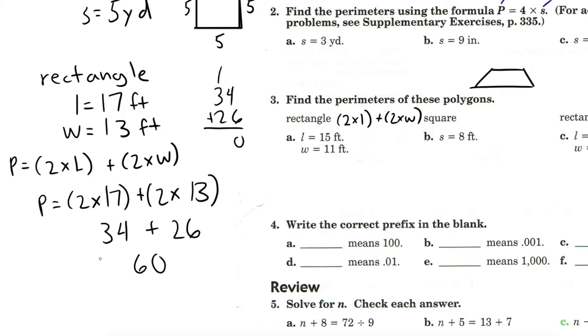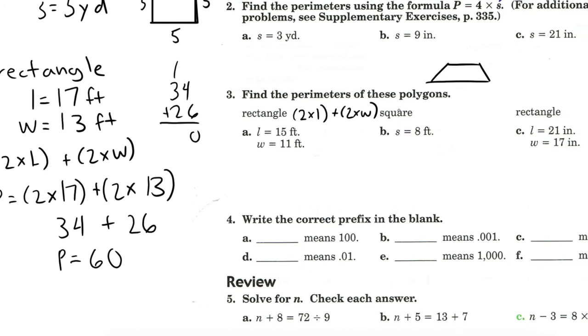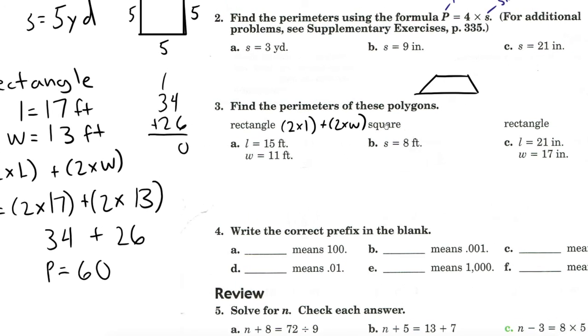Perimeter equals 60 in this case for this rectangle here. So you'll do the exact same steps, but instead of 17 and 13, you're doing 15 and 11 for the length and width. Okay, so squares, same thing, what we just did before.